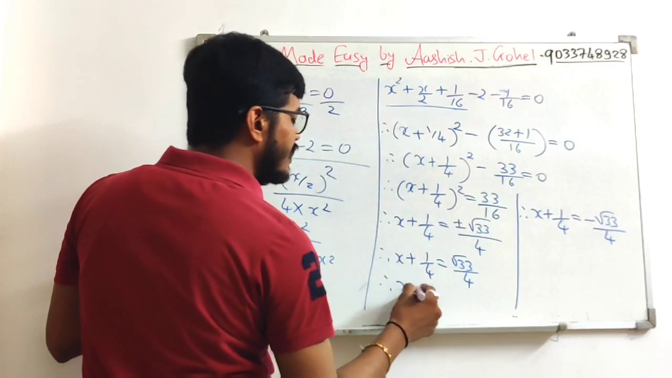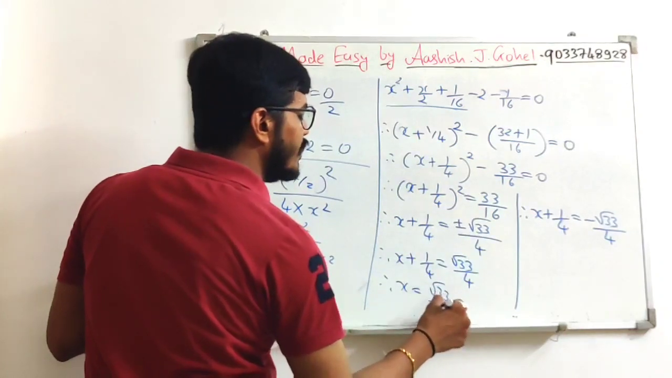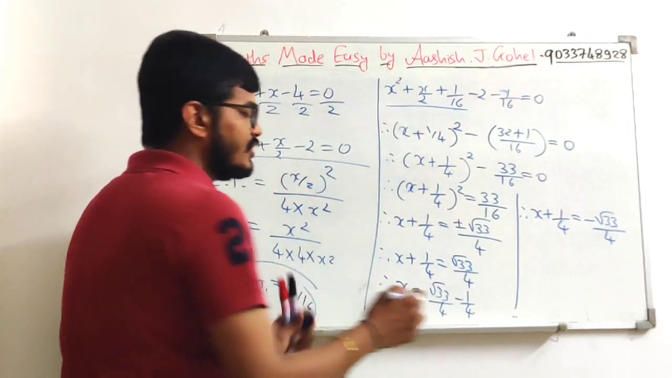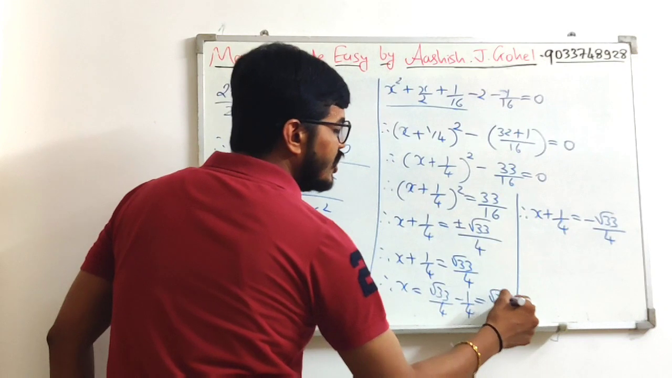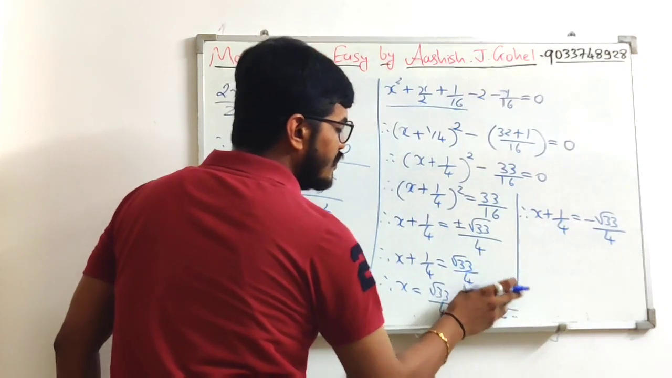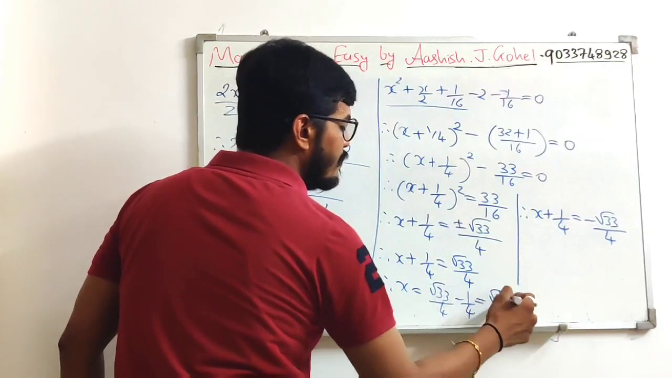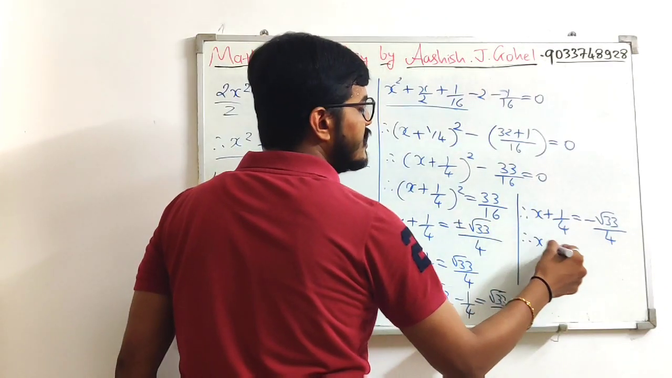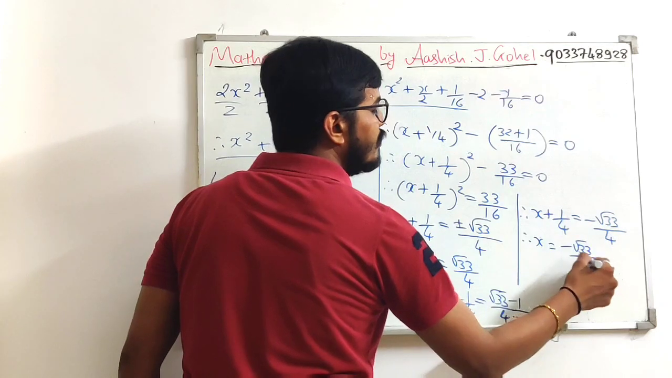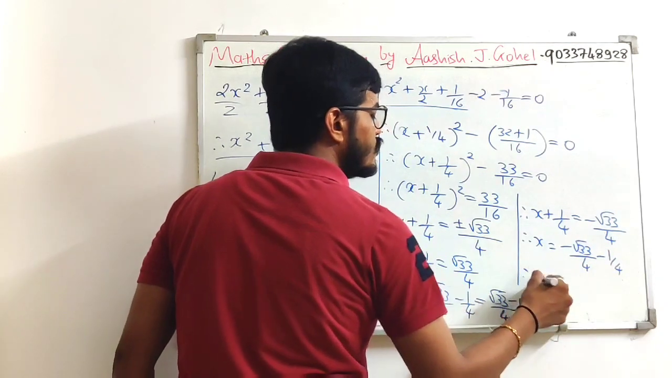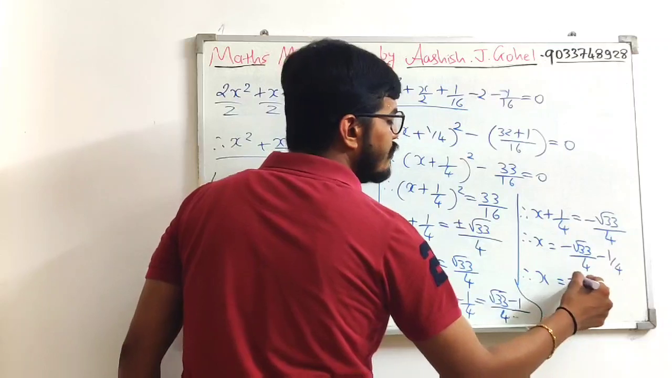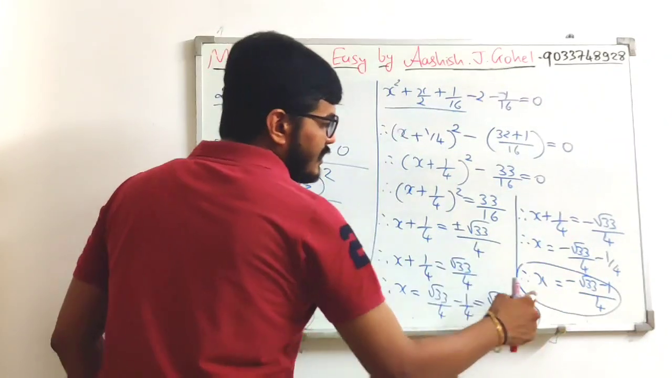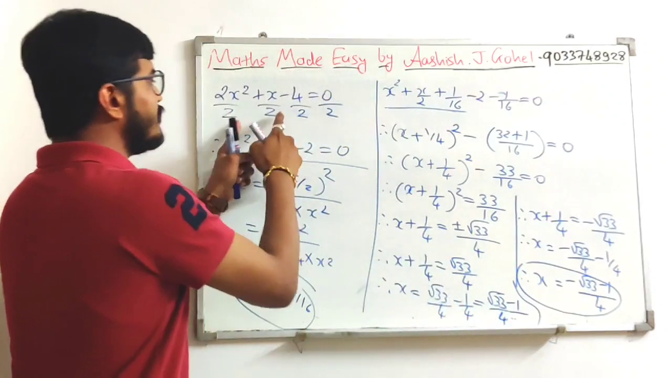So take this to this side, x is equal to root 33 divided by 4 minus 1 by 4. We cannot add or subtract this further, just combine the denominators. Okay. So the answer will be root 33 minus 1 divided by 4, and here x is equal to minus root 33 divided by 4 minus 1 by 4. So the denominators are equal. So minus root 33 minus 1 divided by 4. So these two are the solutions, or say roots, of this equation.